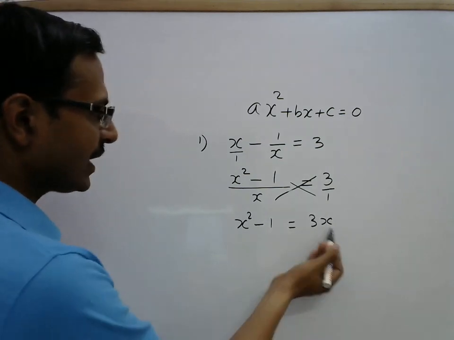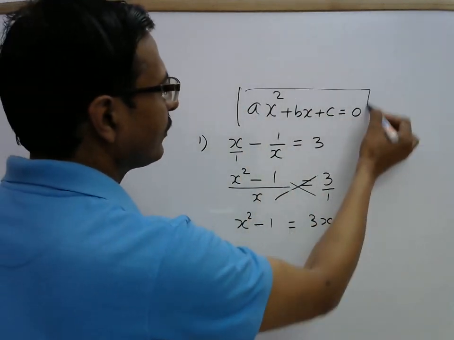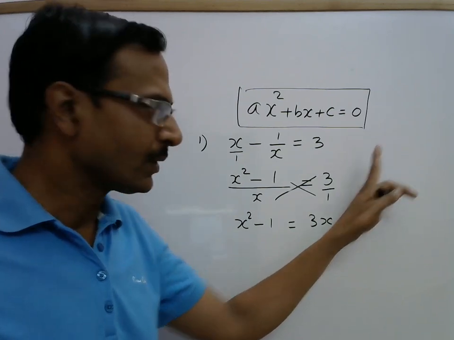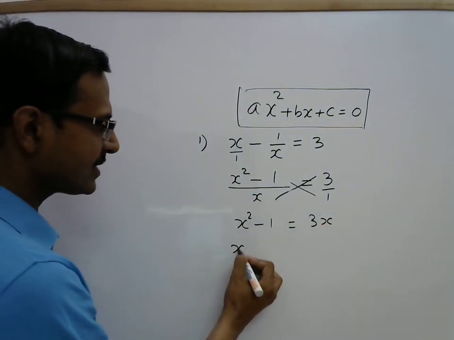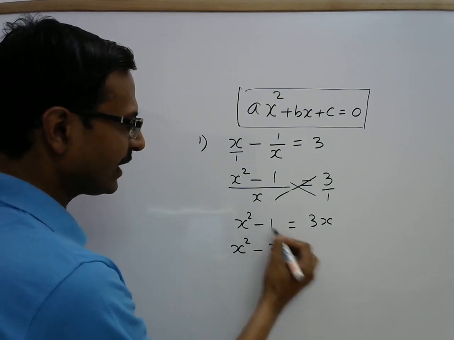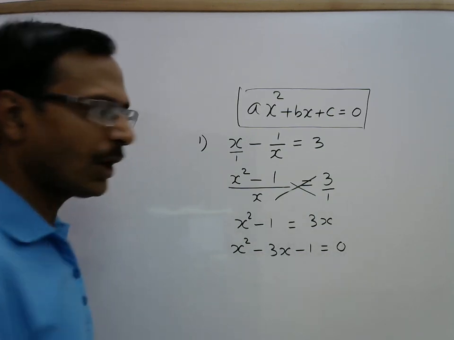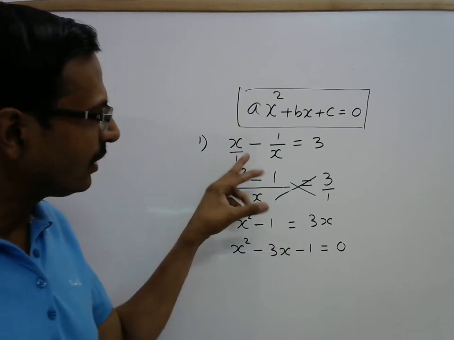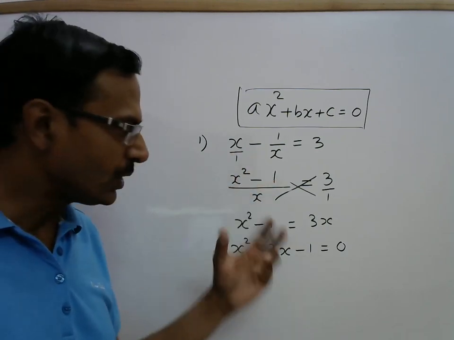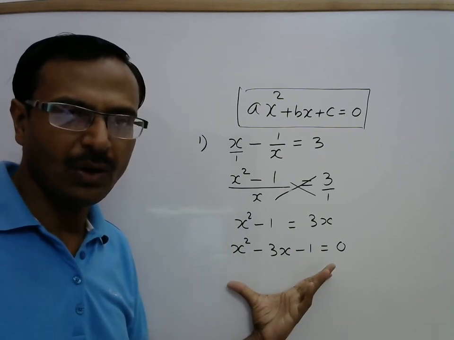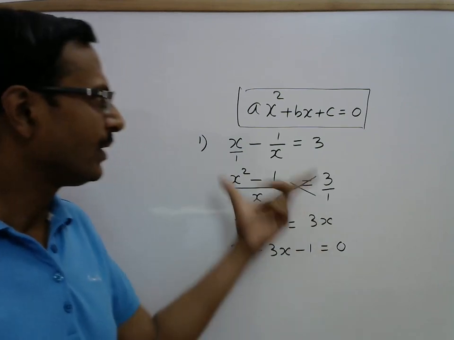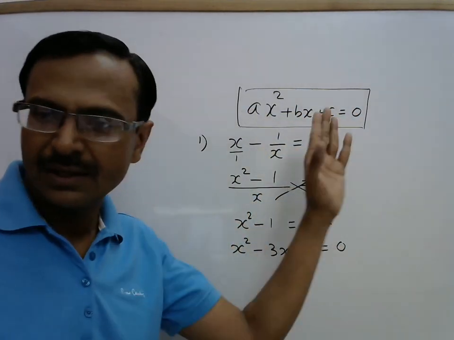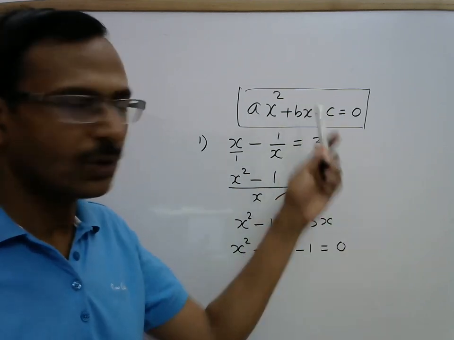And now 3x should be brought here because this is a standard form of the quadratic equation. So in the RHS, there should be a 0. So 3x will come this side and become minus 3x, and minus 1 is already here. So now you can just see that we have converted the given question into the standard form of a quadratic equation, which is ax square plus bx plus c equal to 0. So this equation resembles that particular equation which I have written on the top.